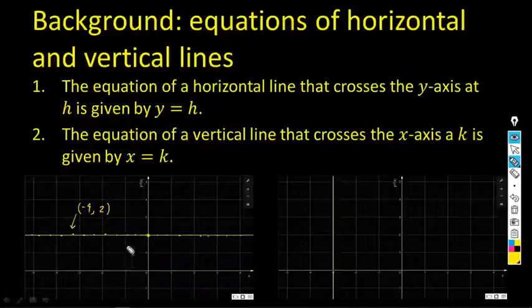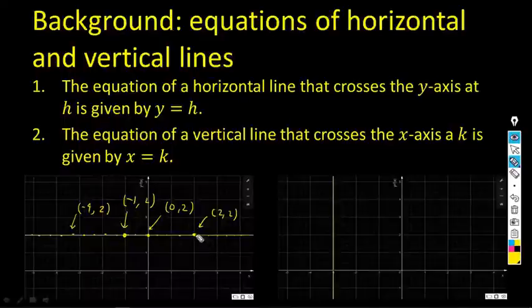This point over here, this one right there, is minus 1 comma 2. Can you see? This one is 0 comma 2. This one over here is 2 comma 2, etc. So all of these points share one commonality, and that common thing is that their y coordinates, as you can see, are all equal to 2. And that's the way in which we can describe this horizontal line.